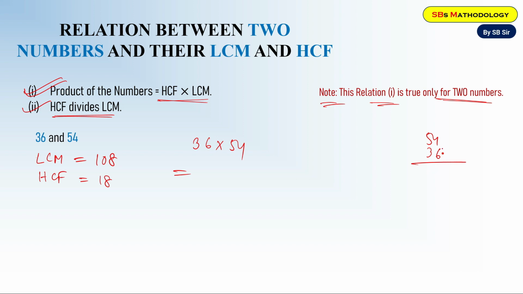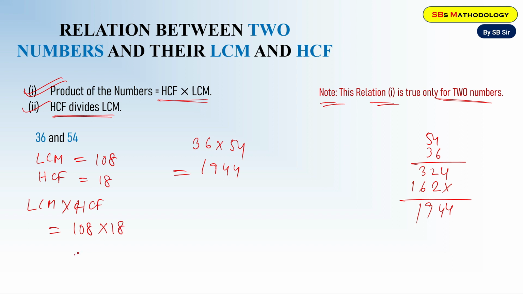54 multiplied by 36: 6 4s are 24, carry 2; 3 4s are 12, plus 2 is 14... so 1944 is the product of the numbers. Now find the LCM multiplied by HCF, that is 108 multiplied by 18. 18 8s are 144, carry 1; 18 ones are 18, plus 1 is 19. So it will give us 1944.